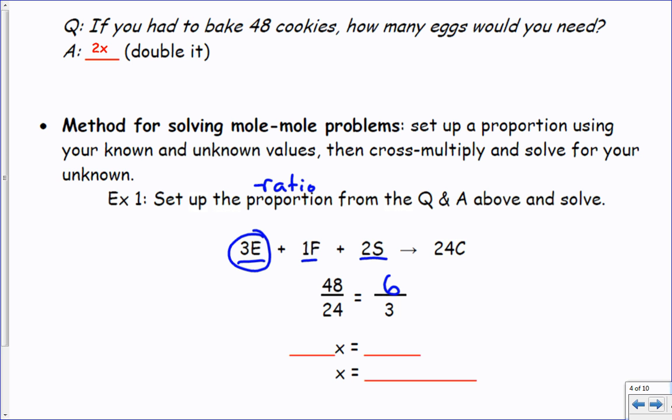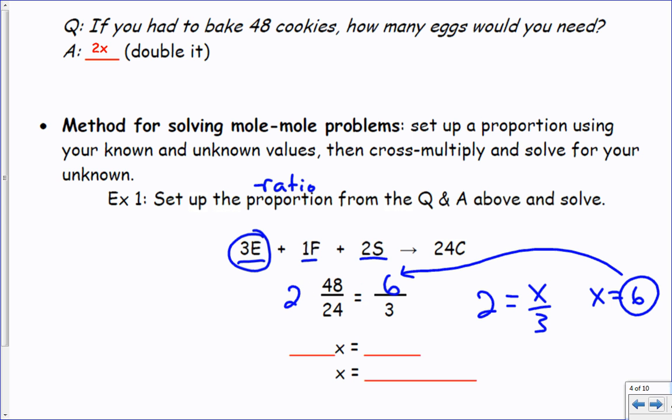It's going to be double. 48 divided by 24 is 2. So that goes 2 equals x over 3. I'm going to multiply both sides by 3. X equals 6. That's the 6 that I put right there, okay?